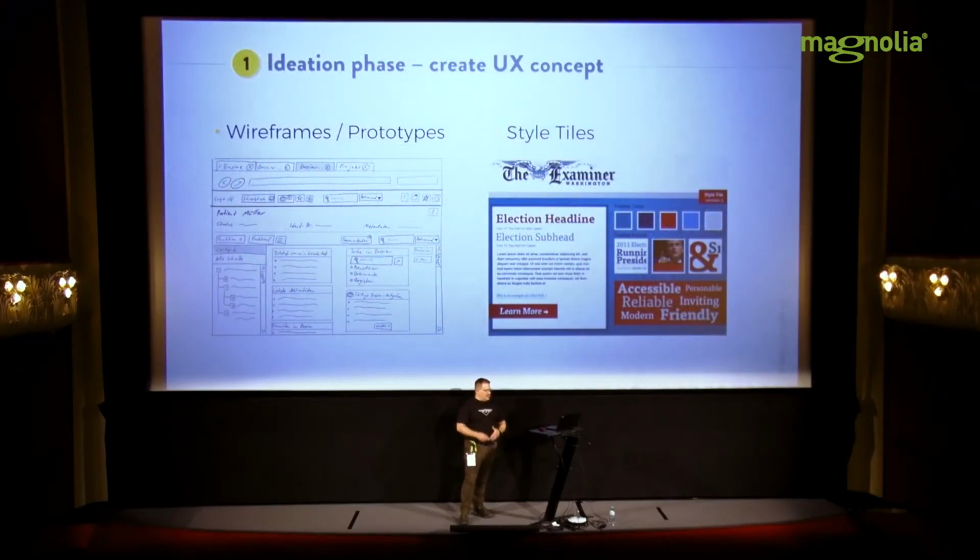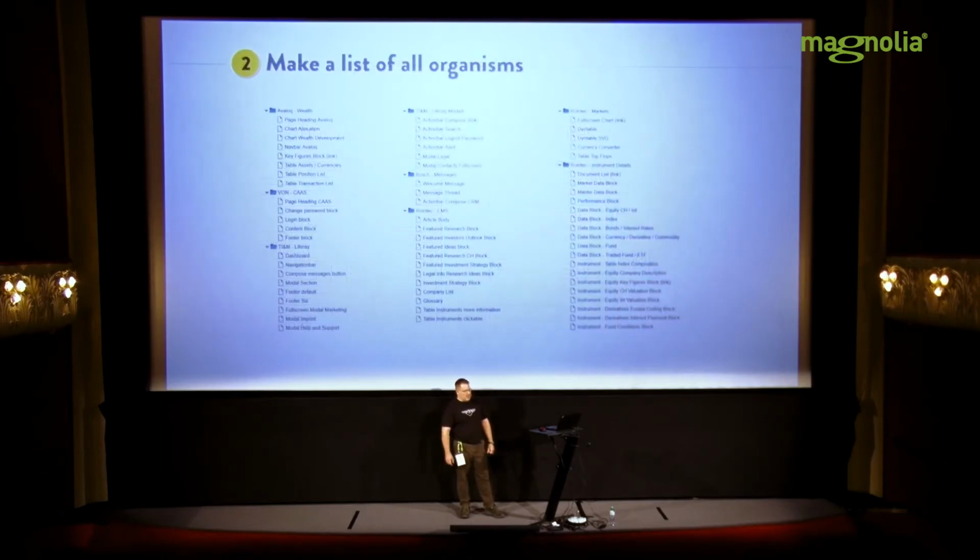So first you need some ideas. I mean, you need to do some sketches, you need to do some wireframes, prototypes, whatever. You need to have an idea about your styling. So there is a sprint 0 or something to create the UX concept, at least the basic one. Then you can start doing the atomic design process.